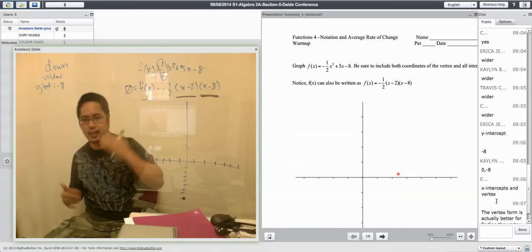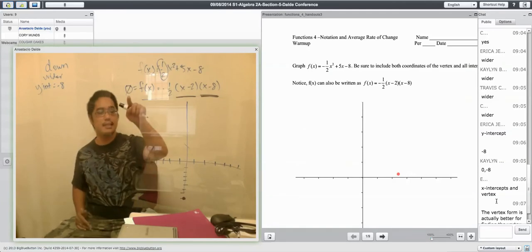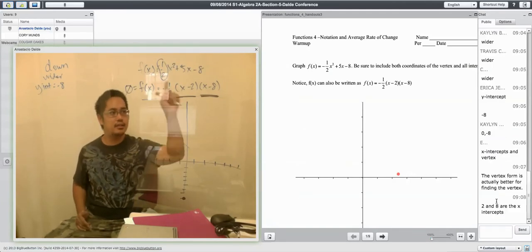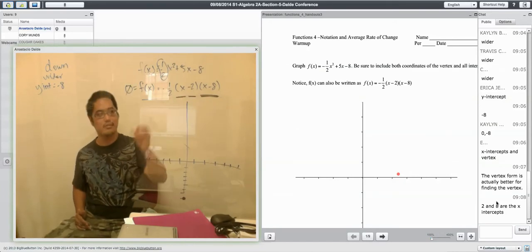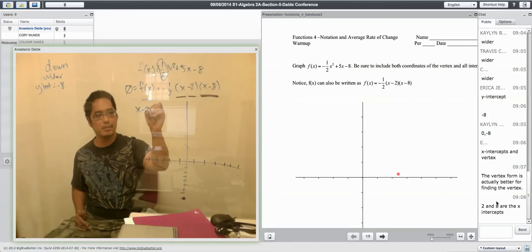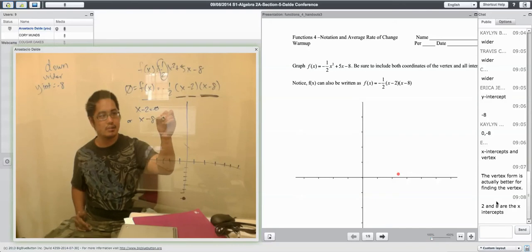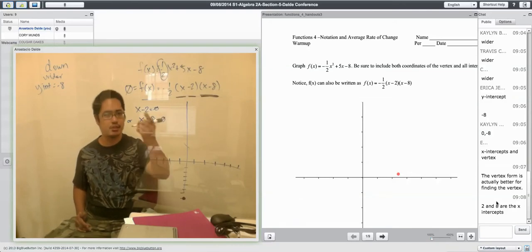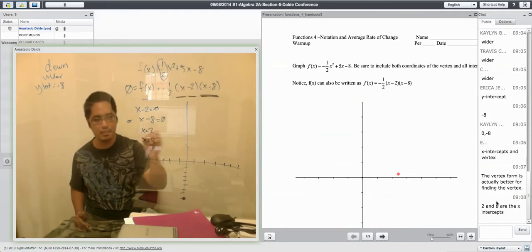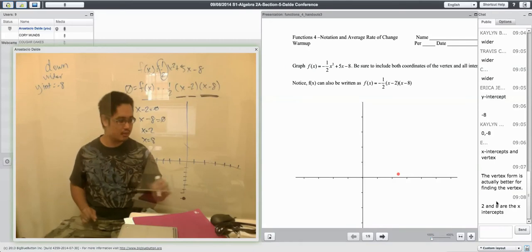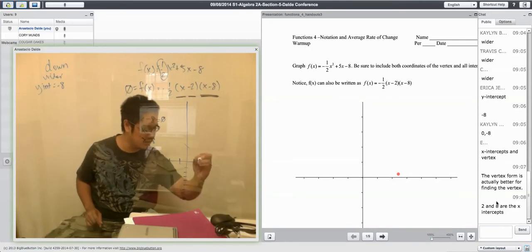So in order to find the x-intercepts, I set this thing equal to 0, and I can either say that this first term equals 0, or this second term equals 0. So I have x minus 2 equals 0, or x minus 8 equals 0. I can simply solve for x. You just put the 2 onto the other side, so you have x equals 2 or x equals 8. Those are my x-intercepts.